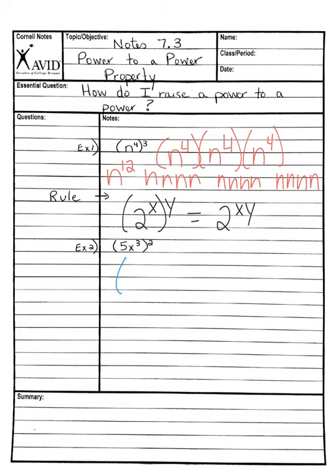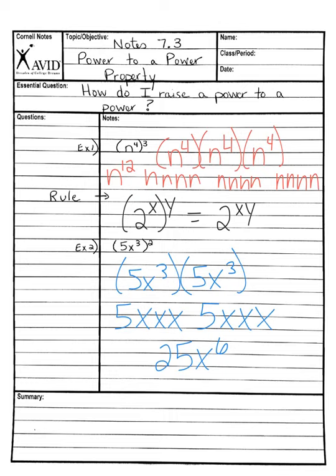The next example would be 5x cubed times 5x cubed. If I were to write that out, it would be 5xxx and 5xxx. And so what do we get is 5 times 5, we get 25x to the 6th.